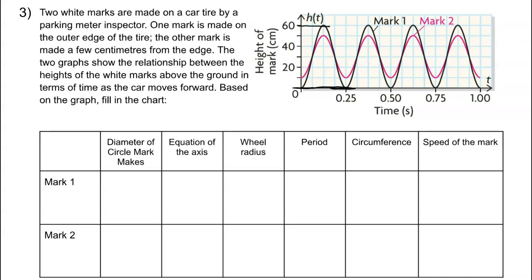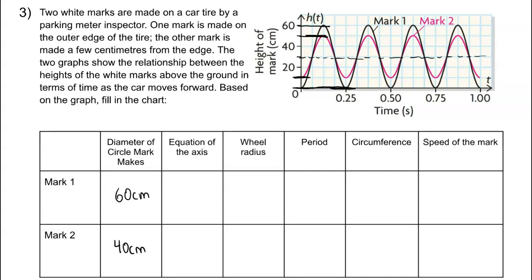The first thing to keep in mind here is that the black mark, mark 1, is going from 60 down to 0. The other mark, mark 2, is going between 10 and 50. So when we write the diameter of the circle the mark makes, mark 1 goes from 0 to 60, so that's 60. The other mark going from 10 to 50 is going to be 40.